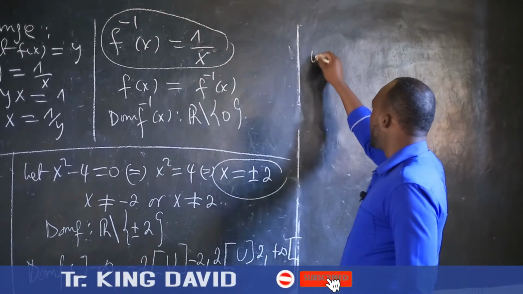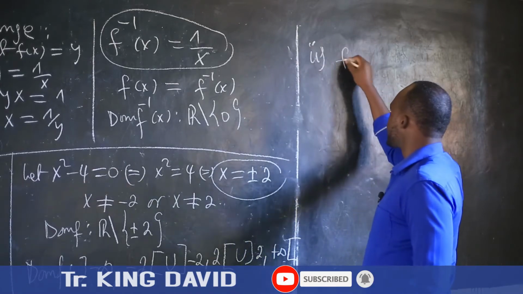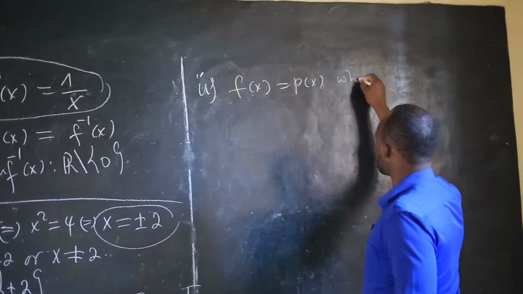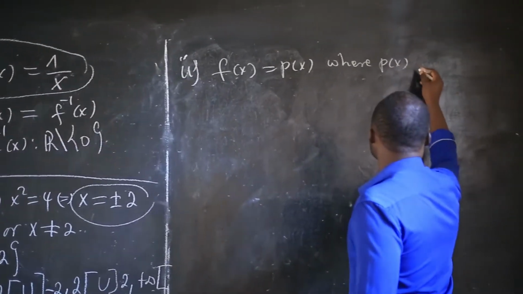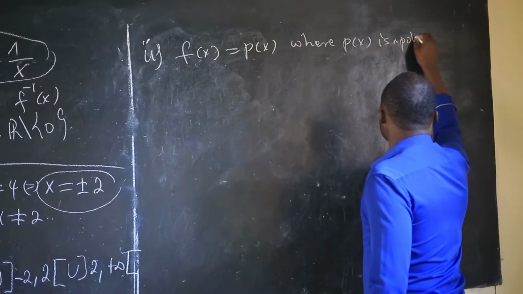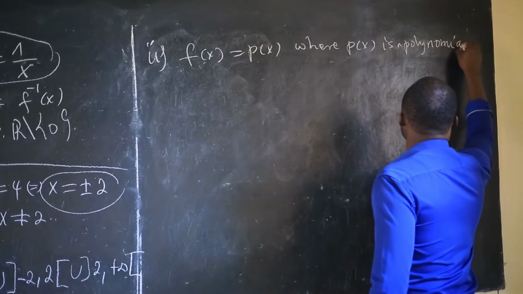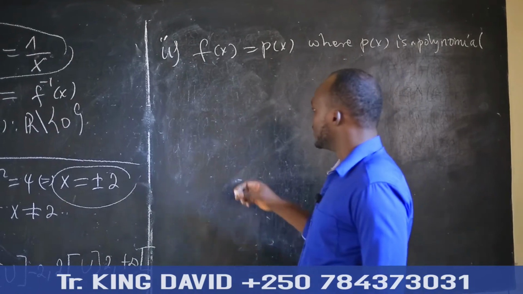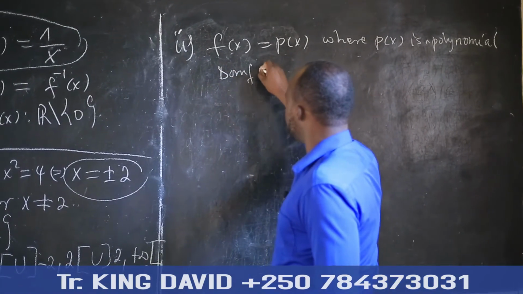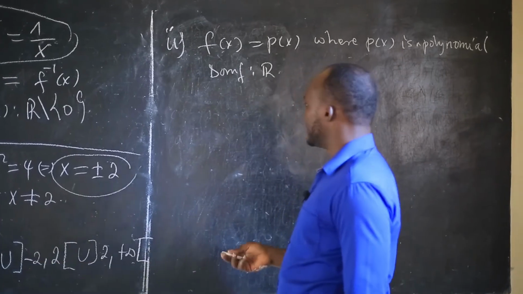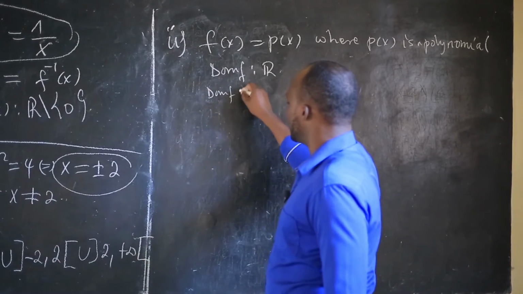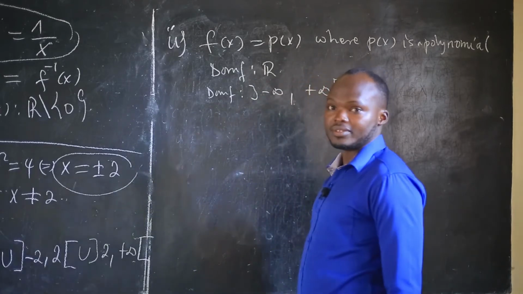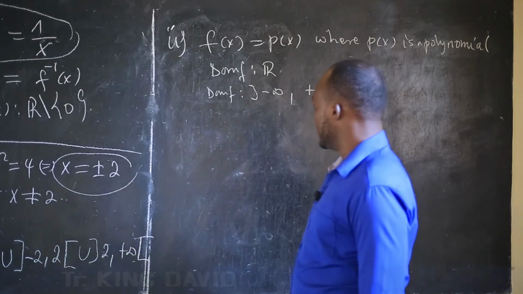So normally 2. What about if you have a polynomial like f of x equal to p of x, where p of x is a polynomial? What if f of x equal to p of x, where p of x is a polynomial? Domain there, dom f is a real number. That's domain, meaning that our dom f is from negative infinity to positive infinity. So meaning that there is no condition. There is no condition.